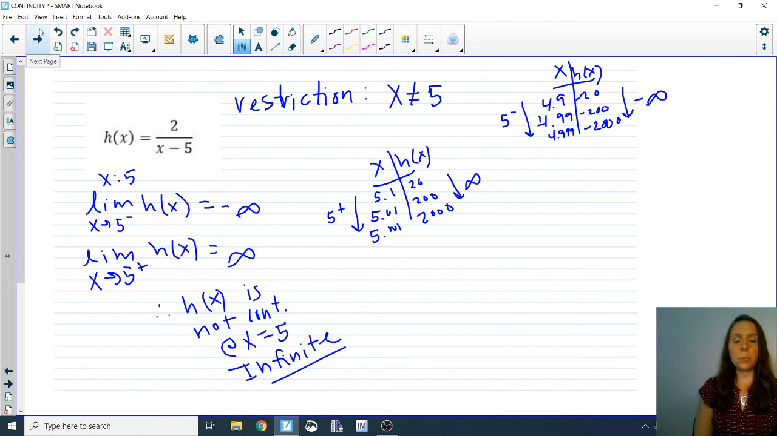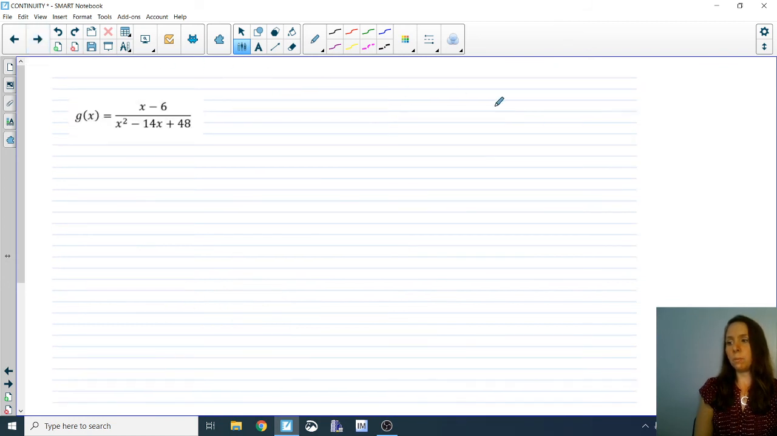Okay, so what we're going to do now is wrap up with one more example. This is, again, a rational function, and it's going to take us through an infinite discontinuity again, and then it's going to go back one more time to removable discontinuity. So we'll see that just one more time before we go.